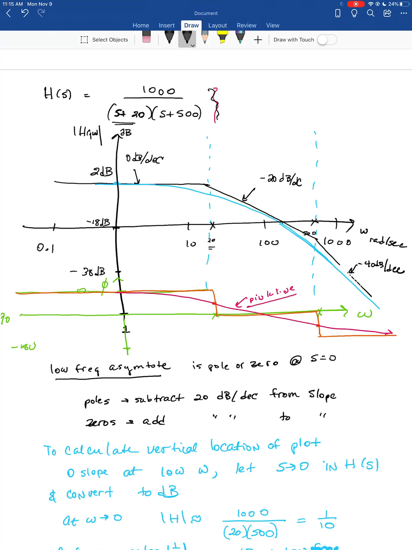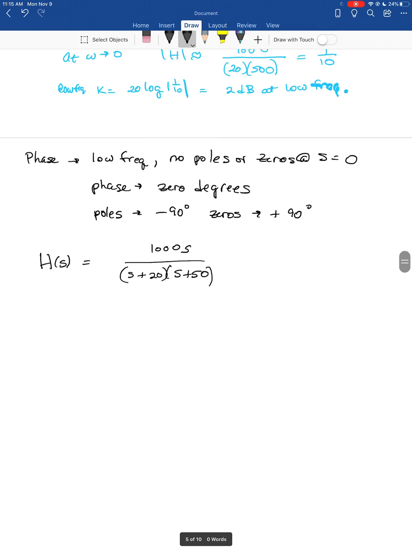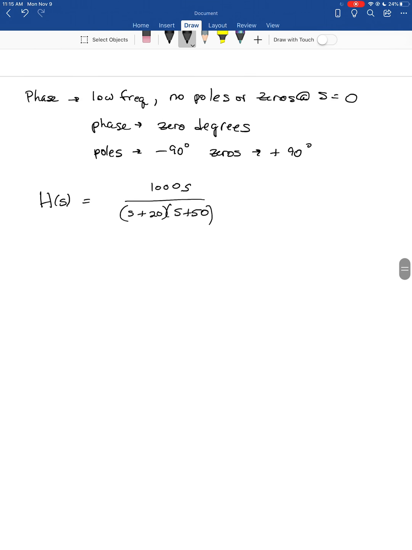Here's the function plotted, the magnitude and phase plot for when we had 1000 over s plus 20, s plus 500. Now we're going to add an s in the numerator. So what that changes is the low frequency asymptote. Let me first of all show the magnitude plot and also the phase plot.